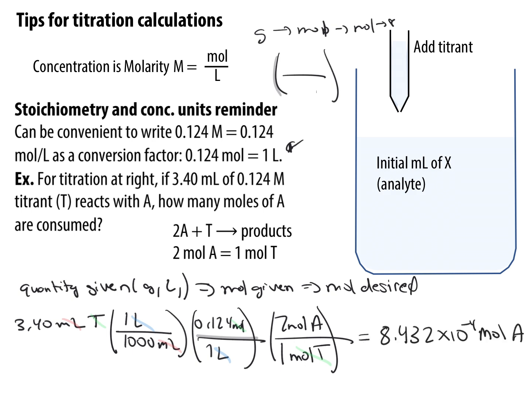My final answer, 8.432 times 10 to the minus 4 moles of A. If I look at my significant figures, I have 3 significant figures here, so I should round that back to 3 significant figures, just 8.43.